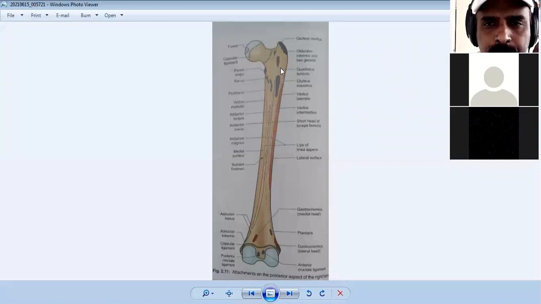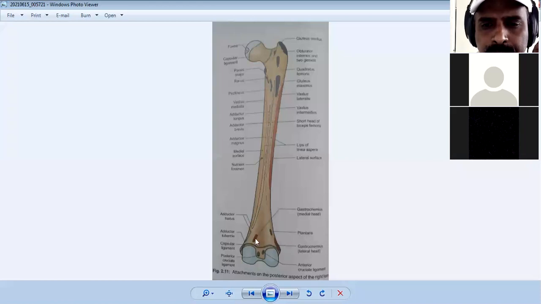And on the posterior aspect, we have the quadrate tubercle on the posterior surface of the greater trochanter. Quadrate tubercle gives insertion to the quadratus femoris. Then adductor tubercle, adductor magnus. Three tubercles giving insertion: quadrate, gluteal, and adductor tubercle. Quadrate tubercle gives insertion to the quadratus femoris. Gluteal tuberosity gives insertion to the gluteus maximus. And adductor tubercle gives insertion to the adductor magnus.